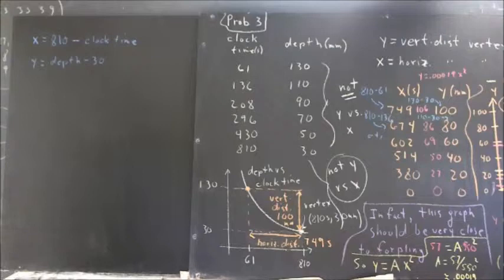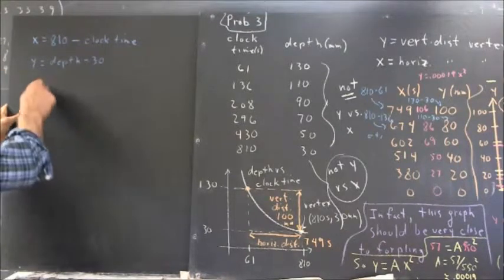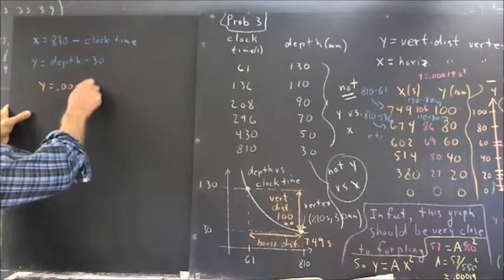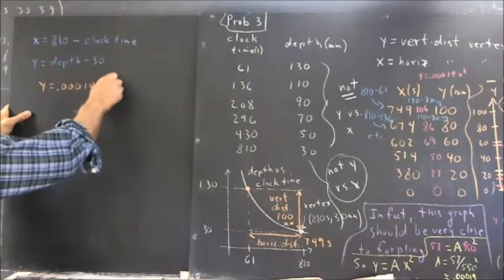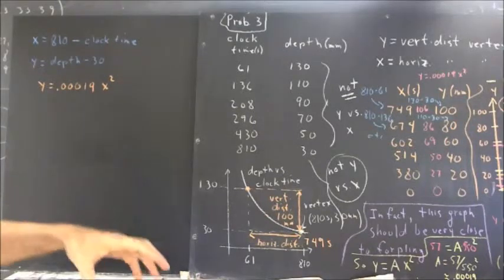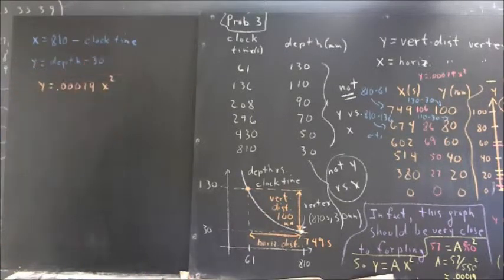So x is 810 minus the clock time, y is the depth minus 30. Our model was y equals 0.00019 x squared. So how do we put all that together to express our model in terms of depth and clock time? You should give that some thought. The answer is really pretty obvious. You'll see it as soon as I write it down. Let's see if you can see it before I write it down. Okay, well, I'm going to write it down.